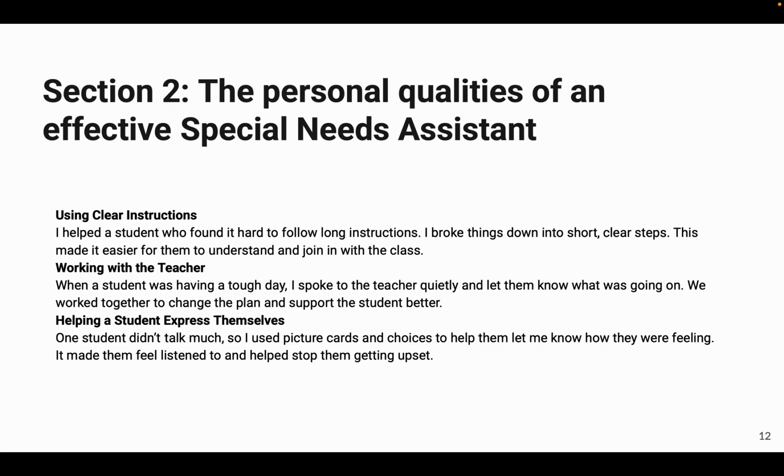Helping a student express themselves. One of the students didn't talk much, so I used picture cards and choices to help them let me know how they were feeling. It made them feel listened to and helped stop them getting upset.